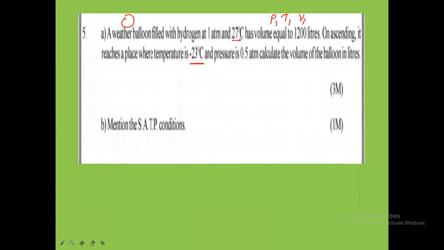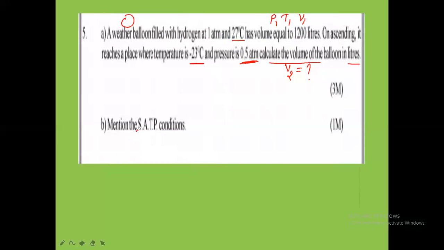But initially, what was the temperature? 27 degrees Celsius. At present, it is minus 23 degrees Celsius at higher altitude. And the pressure has changed. The pressure has become 0.5 atm. P2 is given like this. And calculate the volume of the balloon. So V2, the final volume of the balloon, we have to calculate.